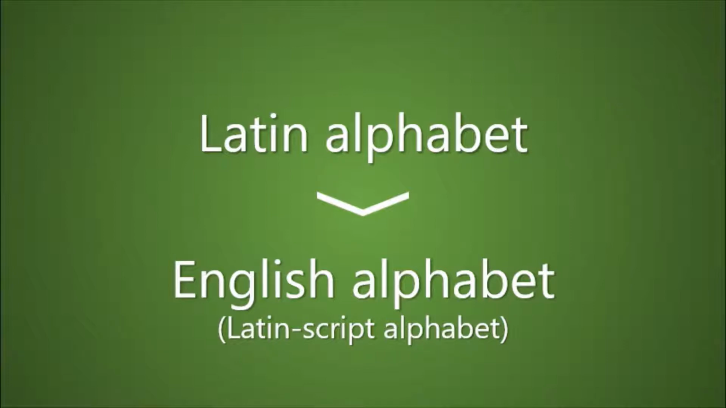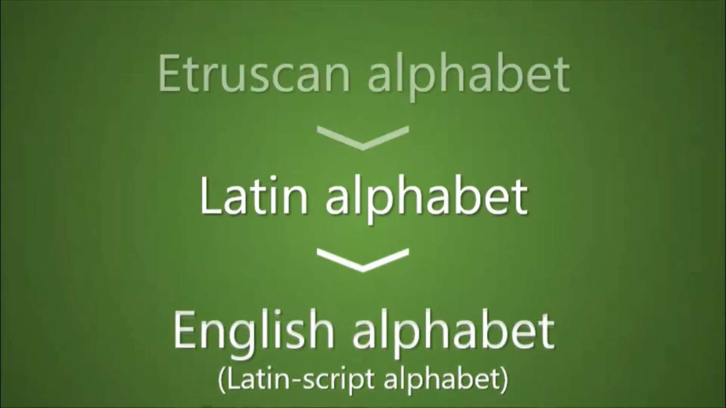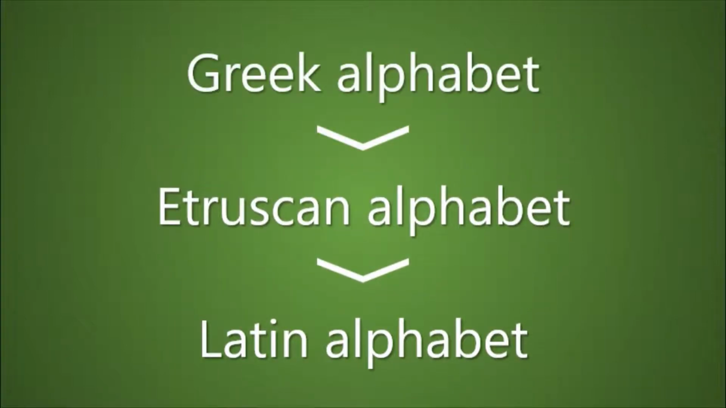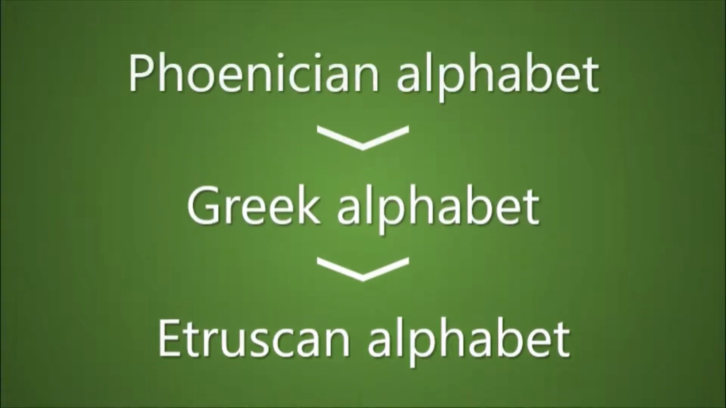The Latin alphabet developed from the alphabet used to write Etruscan. Etruscan was an ancient language in Italy which became extinct around the start of the 1st century AD. This in turn had come from the Greek alphabet, which had come from the Phoenician alphabet.